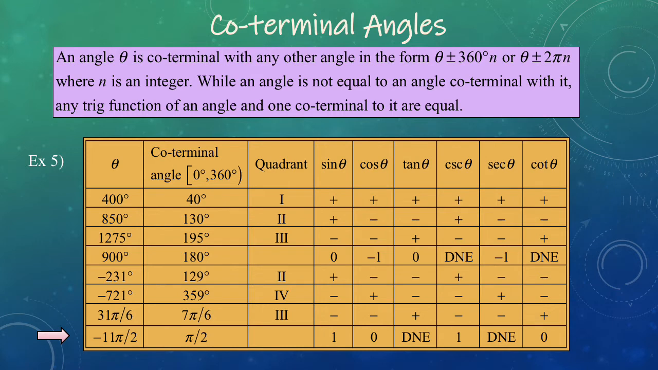Finally, for negative 11 pi divided by 2, we have to add 2 pi 3 times to get a value between 0 and 2 pi. In this case, we get exactly pi over 2, which is a quadrant angle, 90 degrees. And for 90 degrees, sine theta is 1, cosine theta is 0, tangent theta does not exist, while the cosecant theta is 1, secant theta does not exist, and cotangent theta is 0.